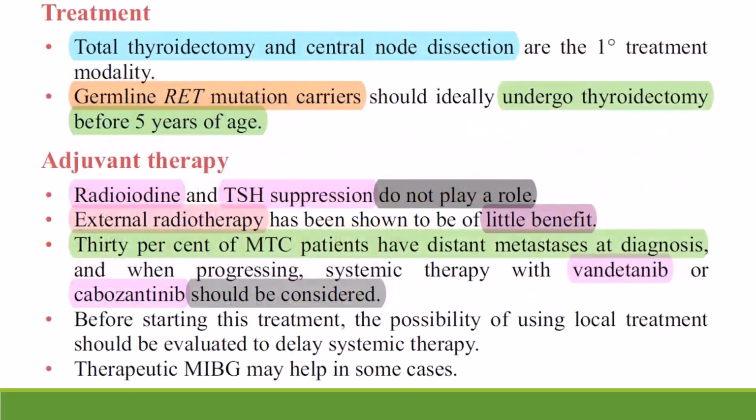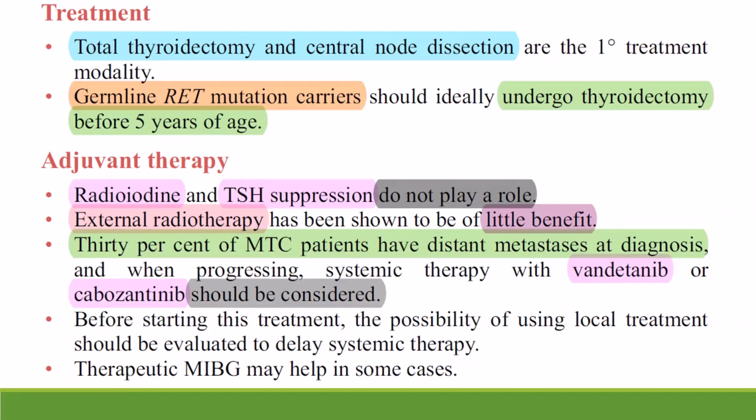How to treat medullary thyroid carcinoma? Total thyroidectomy and central node dissection is the first line of treatment. A germline RET mutation carrier should ideally undergo thyroidectomy before 5 years of age. So RET mutation gene analysis is very important, because once it is present, even if the patient has not presented with medullary thyroid carcinoma, we should do a prophylactic thyroidectomy before age 5.